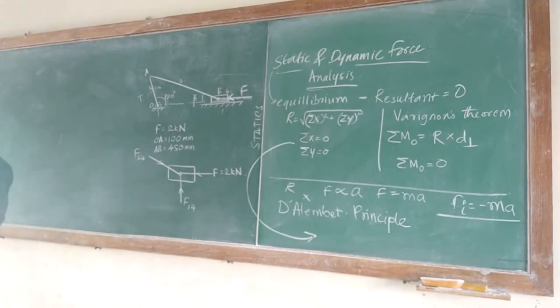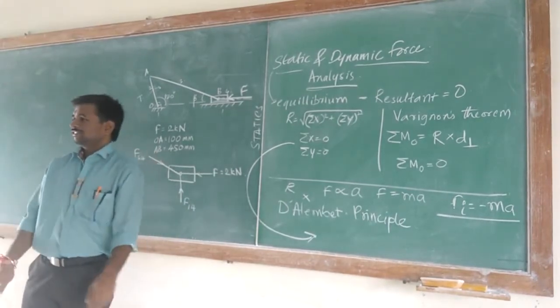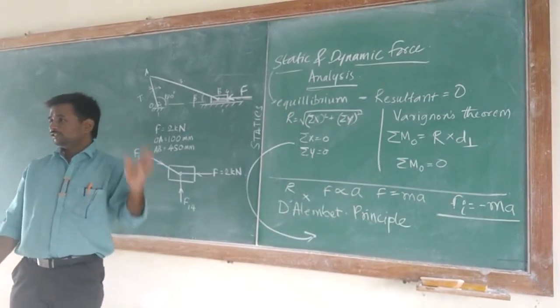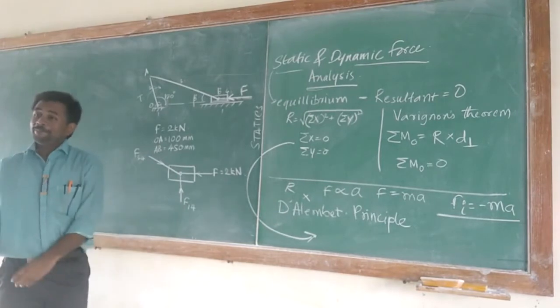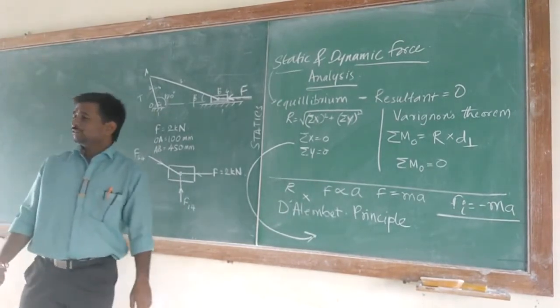Now, how many forces are there? Three forces. They are coplanar. It is in equilibrium. Does it remind you of something? When are three concurrent forces in equilibrium? Lami's theorem.